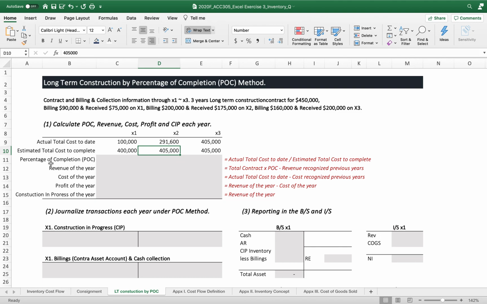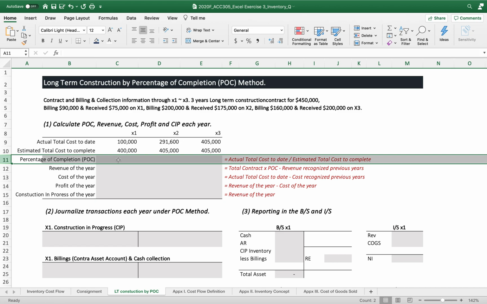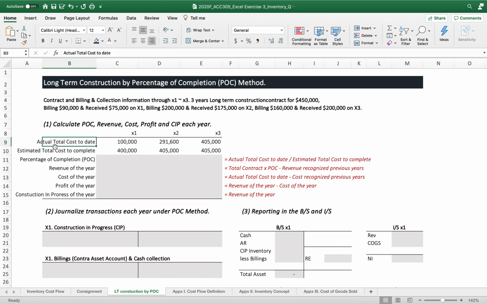And then the percentage of completion that we want to calculate is in percentage of the cost, and then the revenue of the year. Each year, the revenue, cost, and profit are not cumulative. That is the year-based amount, the construction progress of the year as well. But the point is that this percentage of completion is not year-based. That is the cumulative. Why? Because we take all this information from the cumulative information of the cost spending.